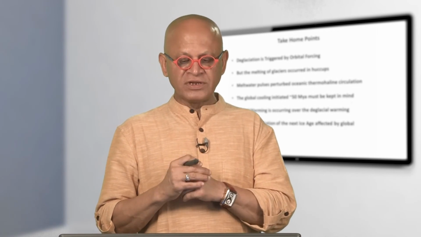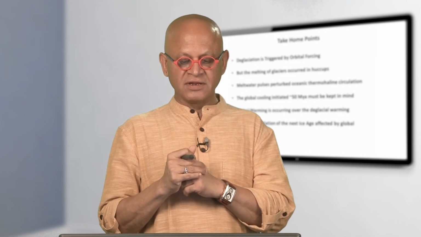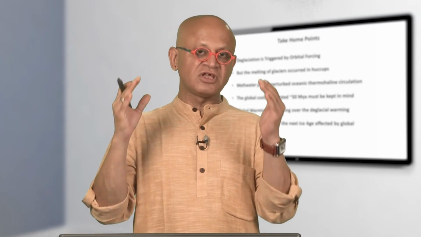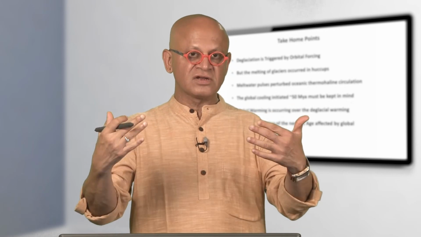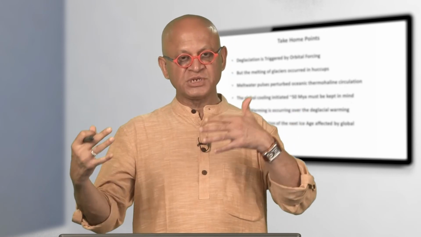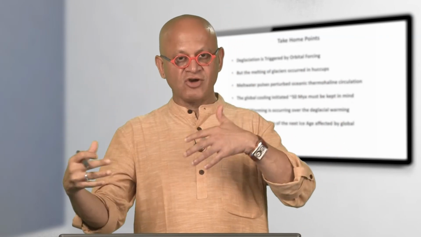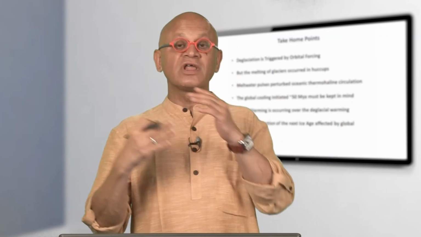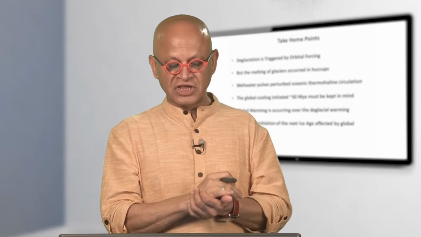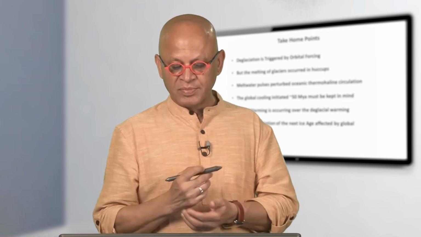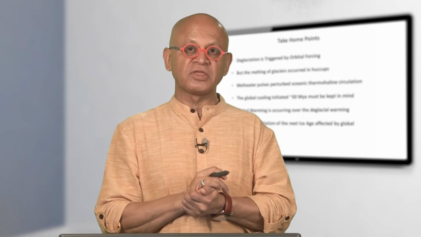So, some of the take home points for this part of the course is that deglaciation is triggered by orbital forcing, summer insolation at 65 north, kind of a critical thing to remember. The melting of the glacier was hardly continuous. It had hiccups because every time the melting starts or the growing starts, there are changes in vegetation and monsoons and carbon dioxide and so on, which can produce local accelerations or local slowdowns in the freezing and the melting.